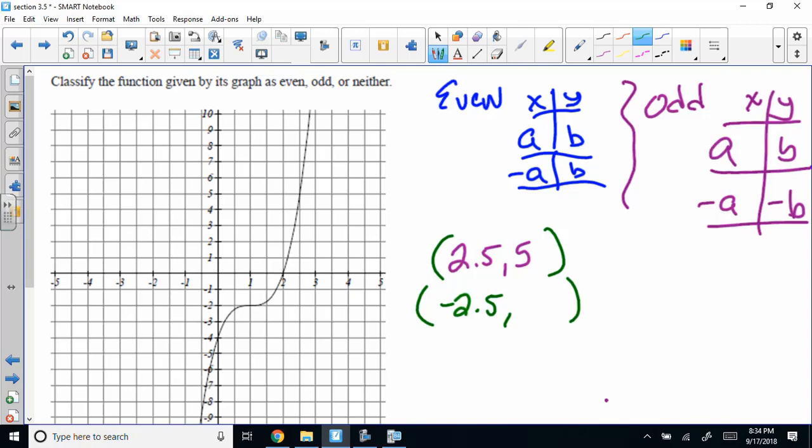Okay. So I'm going to put a question mark because we can't really tell. But we know it ain't 5, right? And we know it ain't -5. So we're good, right? So this baby is, guess what? Neither. You know beyond a shadow of a doubt.